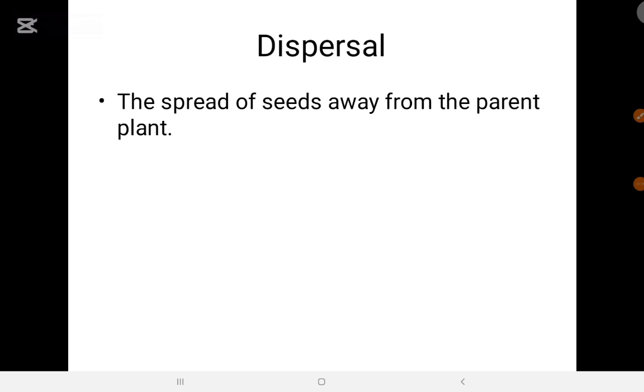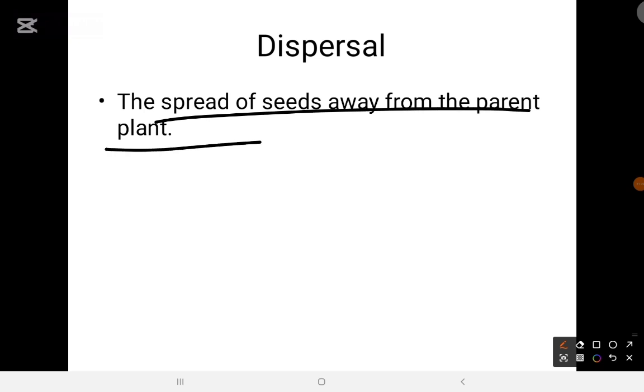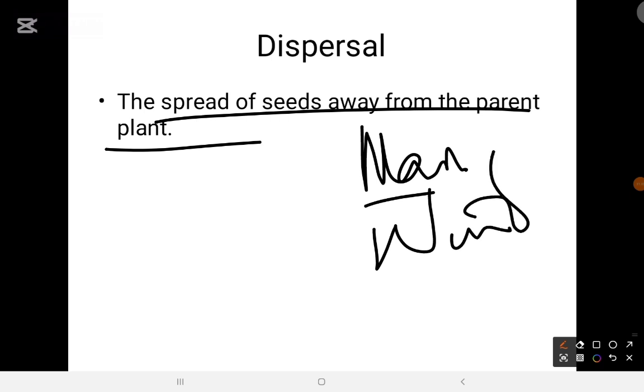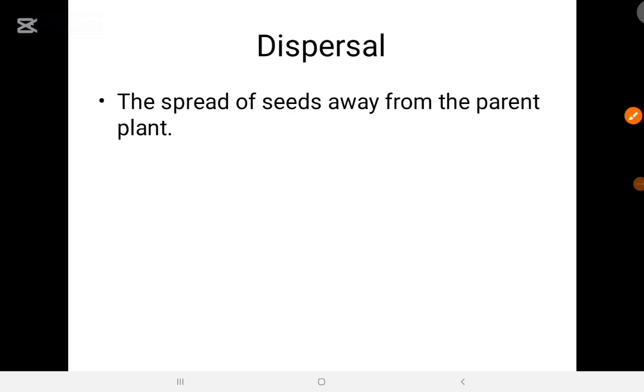Then dispersal is basically the spread of seeds away from the parent plant. It could be by an agent such as man or wind. So the fruit will disperse its seed, usually in dried form, and there are all different mechanisms for the dispersal. It could be explosive in some. When we see fruit and seed dispersal, we're going to see that. I'll link the video in the description as well.